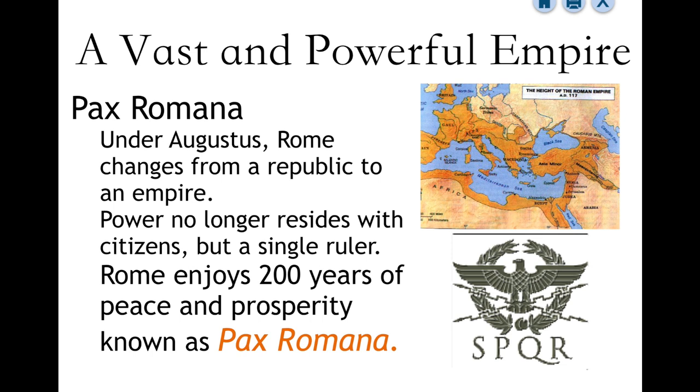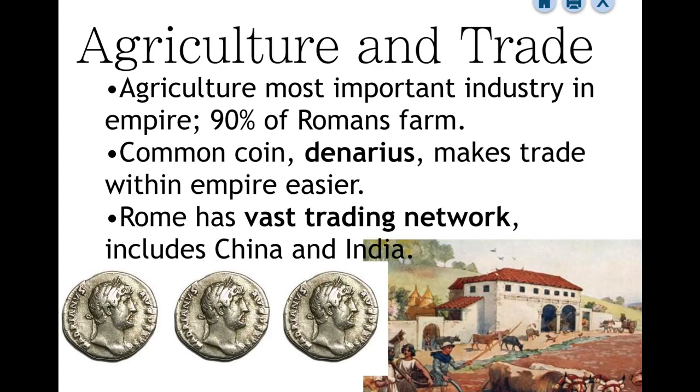So, Pax Romana. We left off where the first triumvirate fell apart, creating the second triumvirate. The second triumvirate also fell apart, leaving Octavian as the sole ruler of Rome. And this was also the beginning of the peace and prosperity known as Pax Romana. Rome had a common coin that everyone used, which helped the vast trade network they already had, which went as far as lands like China and India.